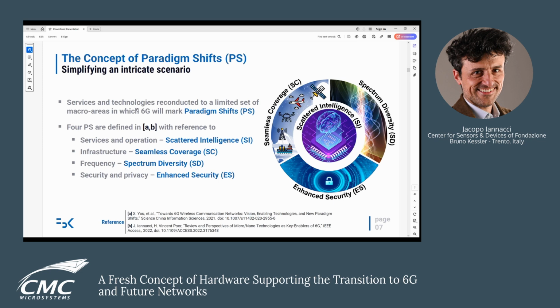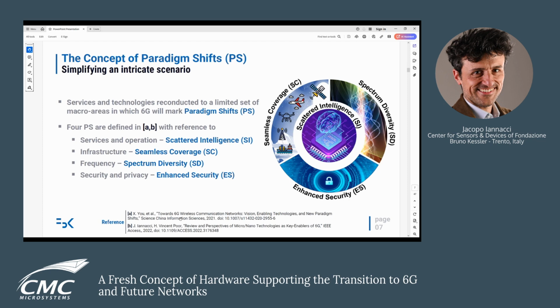Now, concerning technologies, there has been a lot of discussion for a few years about 6G, and the frame of reference is very complex. So an effort has to be made in order to simplify the description of 6G in terms of key enabling technologies and whatever is related to it. And one effective way is to reason in terms of paradigm shifts, which is what is suggested in these papers here.